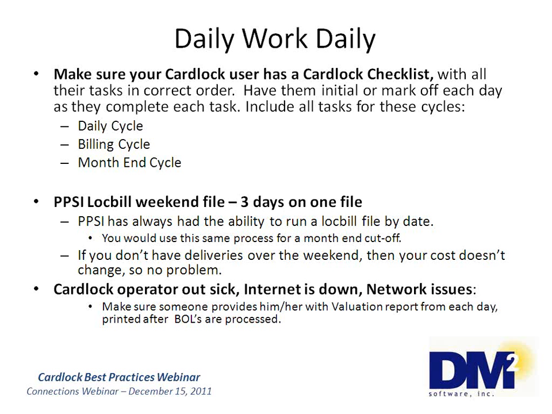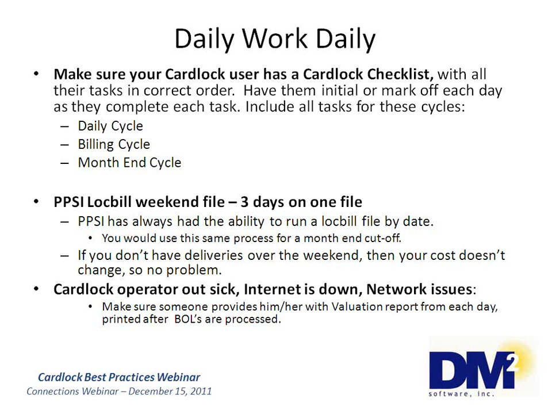One of the challenges that I hear from Cardlock operators is, well, PacPride loc bill over the weekend, I just get a 3-day file. Well, if you don't get deliveries over the weekend, if your average cost in your warehouse doesn't change over the weekend, then you don't have a problem. That's not a big deal.